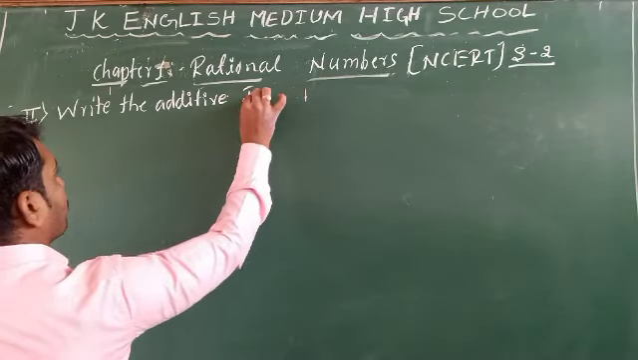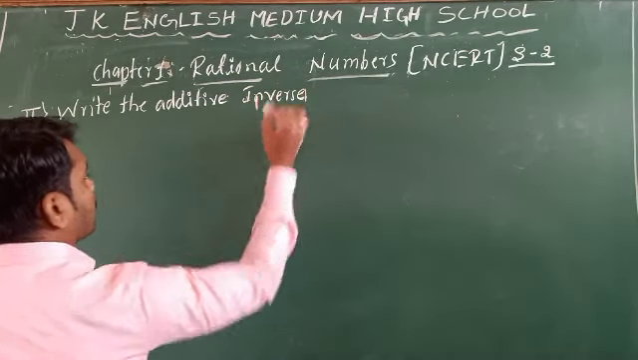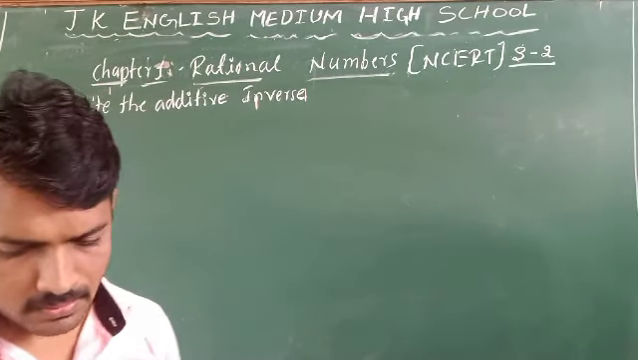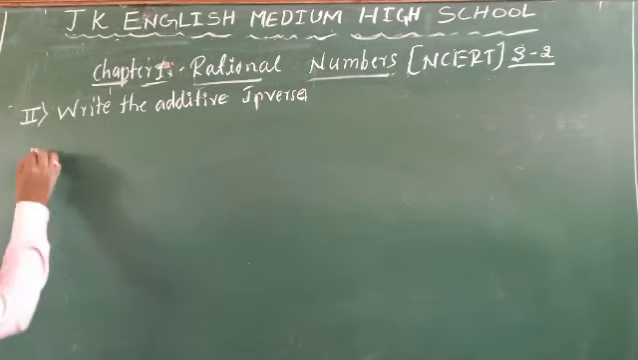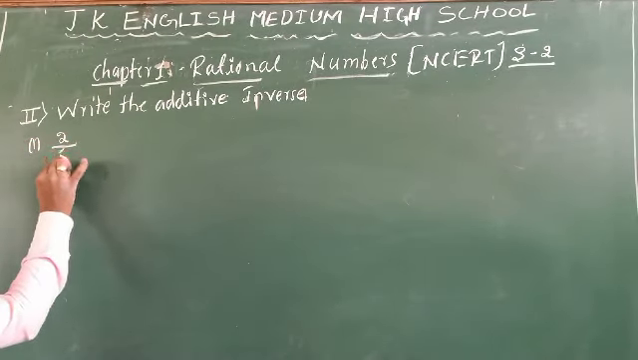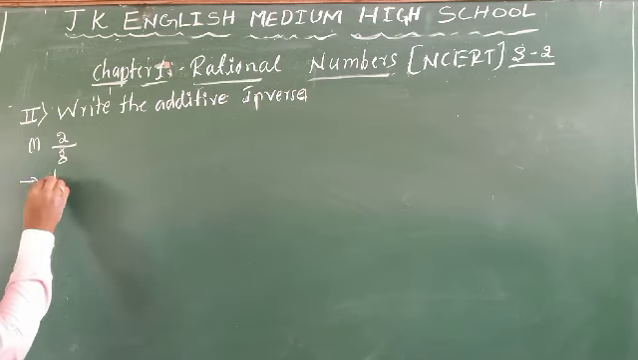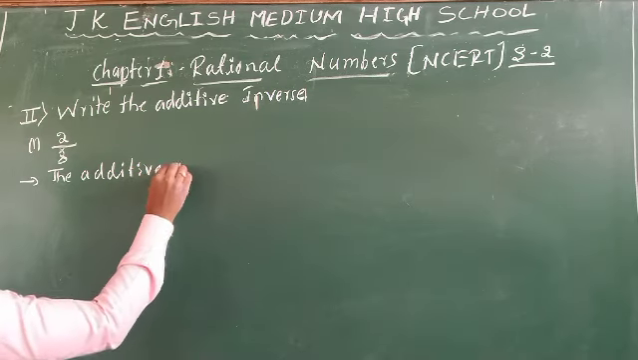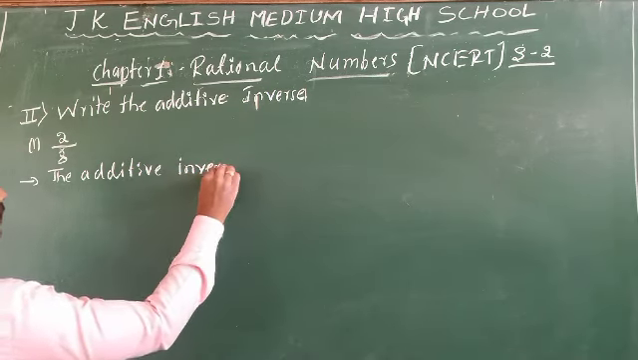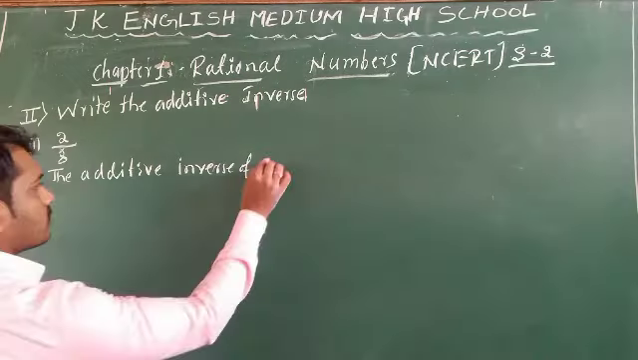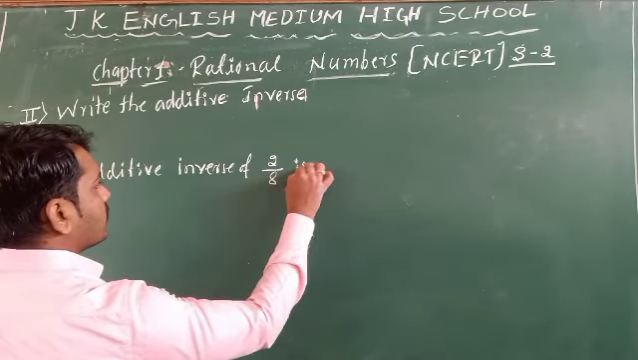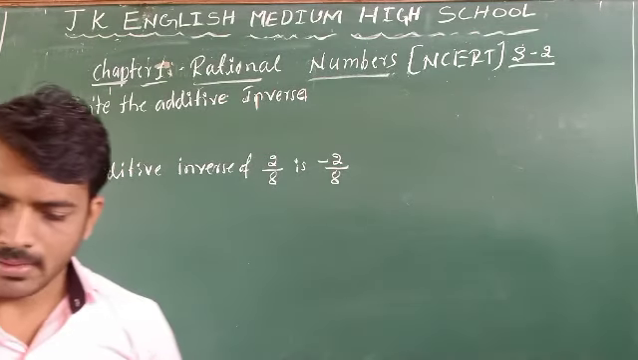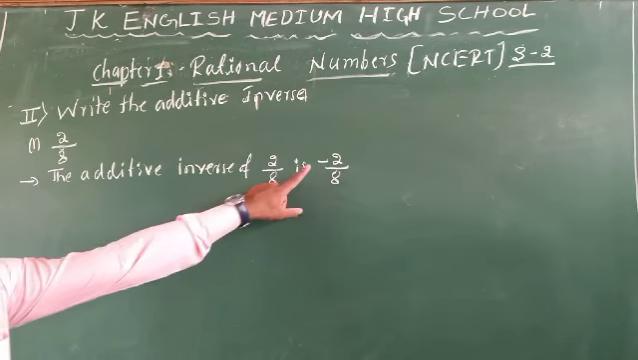Additive inverse. So already I told you, if plus is there, we should write minus. If minus is there, we should write plus. For example, question number 1, 2 by 8. The additive inverse of 2 by 8 is minus 2 by 8. So if you wanted to cancel them, otherwise just write like this.